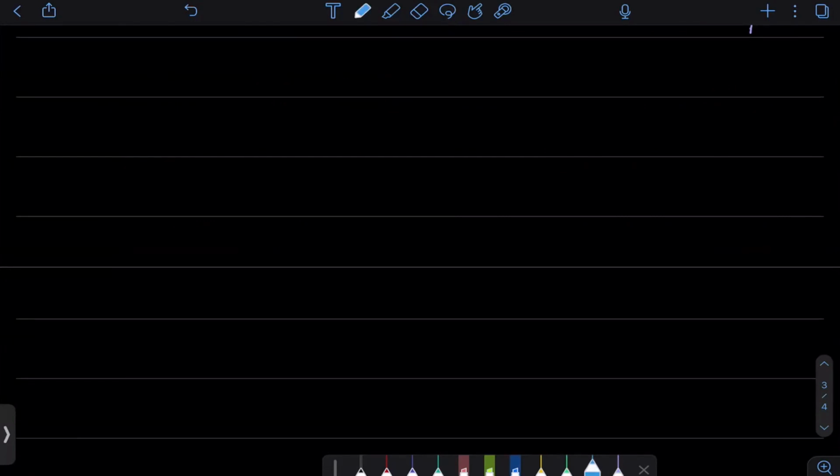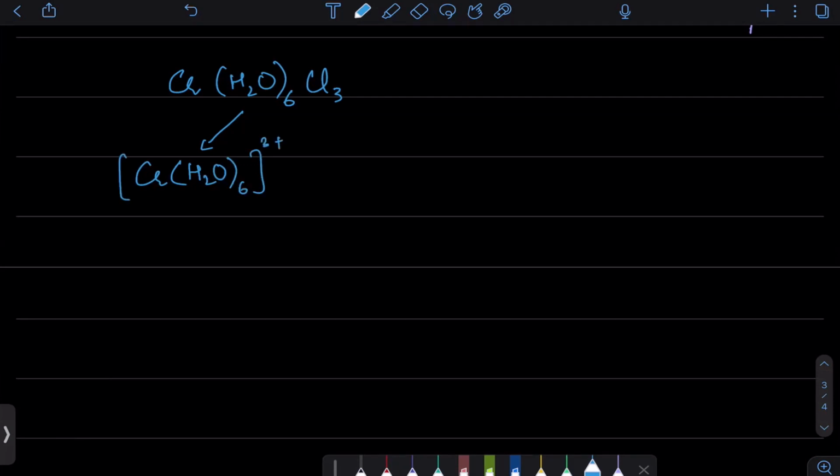What if I have chromium 3+ and I write it like this? Now I don't know which one's the ligand and which one's not. Why? Because it is possible that I might have Cr with 6 ligands and positive 3 charge bonded to 3 chlorides. So there's no chloride ligand, but there are 3 chloride ions that have bonded to this complex, and that's fine. Or I could have a combination of that.